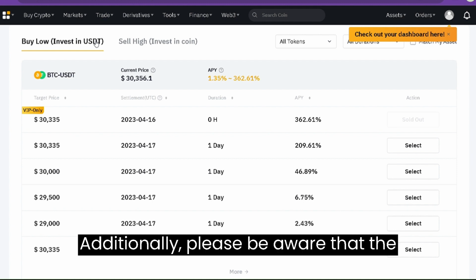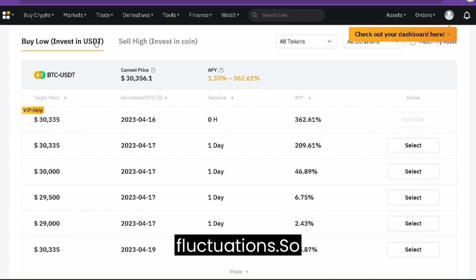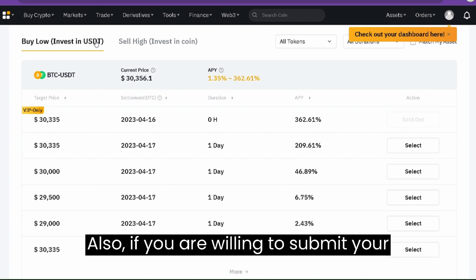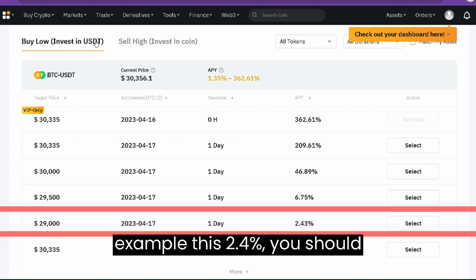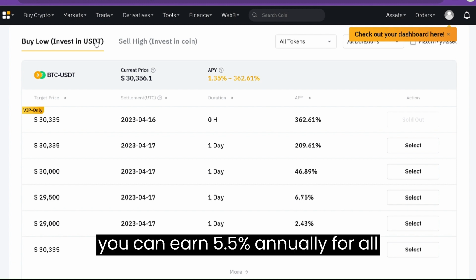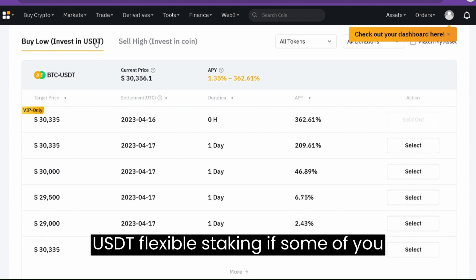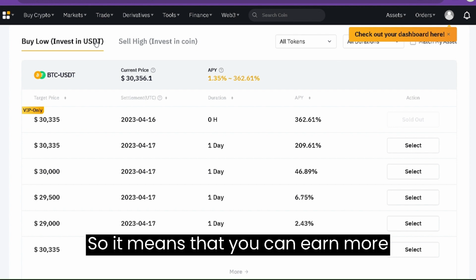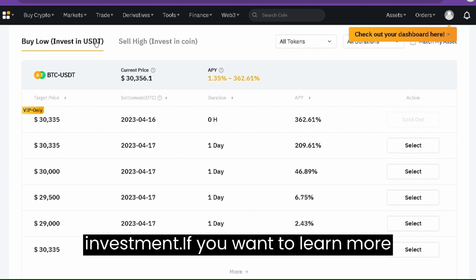Additionally, please be aware that the yield constantly changes due to price fluctuations. So, before clicking the select button, please double-check everything. Also, if you are willing to submit your order for a small percentage, like for example this 2.4%, you should first check other available possibilities such as staking. This is because, in the case of Bybit, you can earn 5.5% annually for all USDT flexible staking, if the sum of your deposit is under $500. So, it means that you can earn more without risks associated with dual investment.